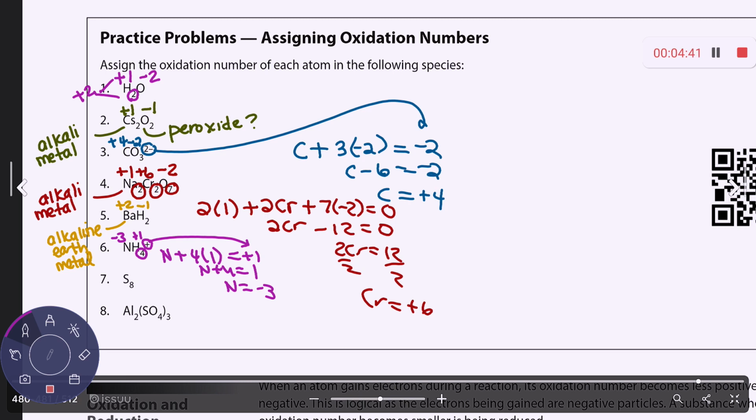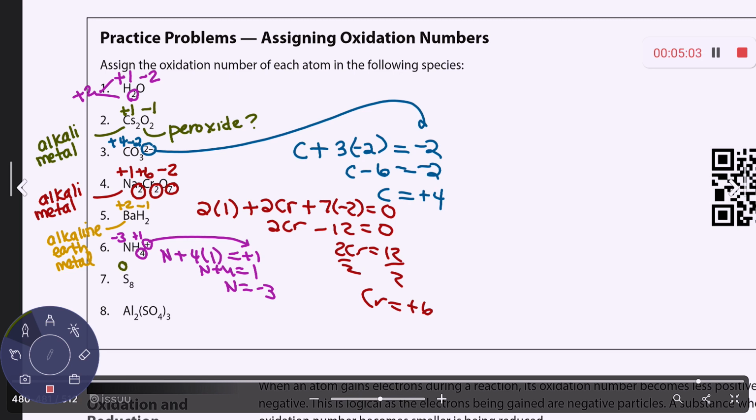What's the oxidation number of sulfur in number 7? Careful here. There's no negative or positive. What was the first rule? 0. Yeah, this is elemental form, pure form. Okay, so it's just 0.